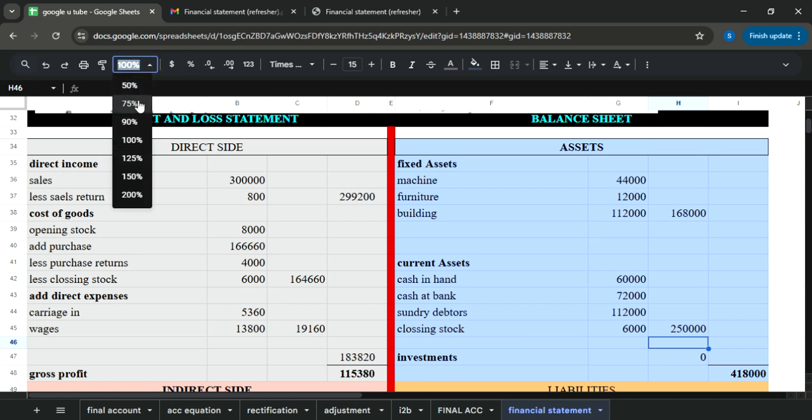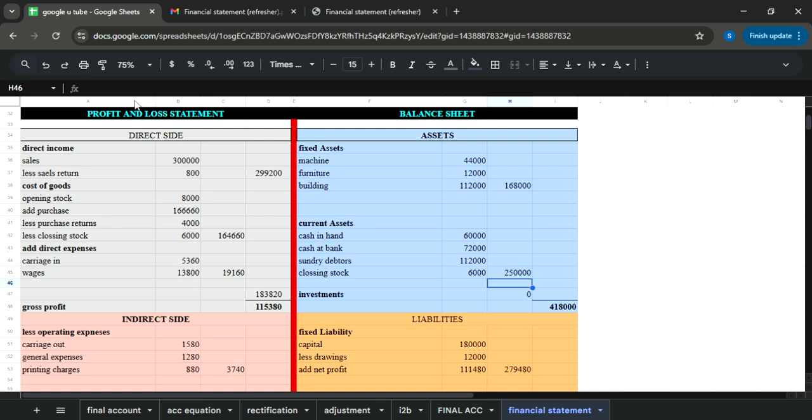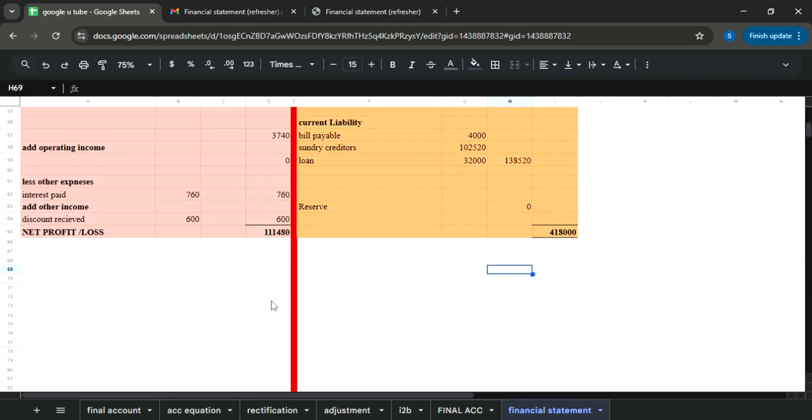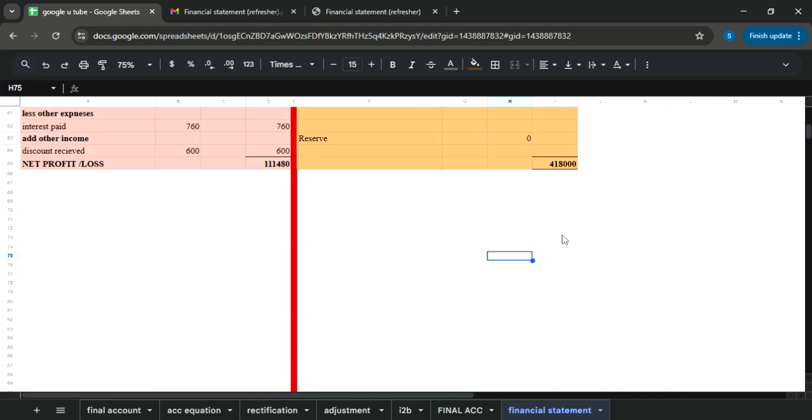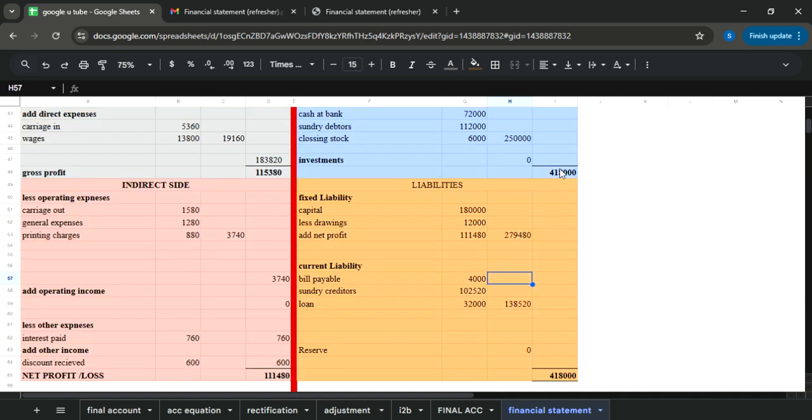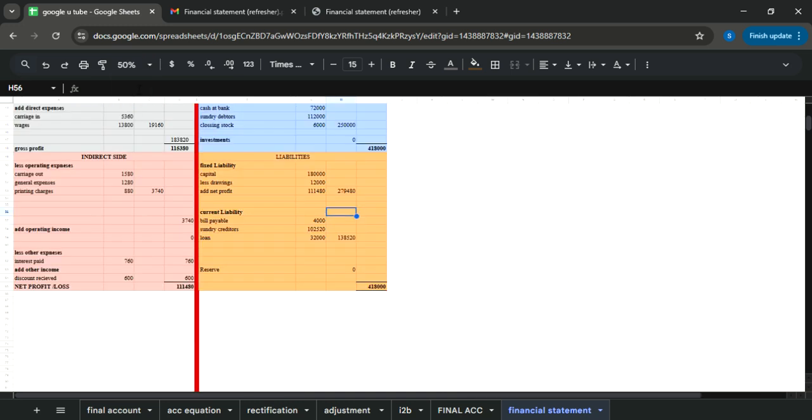I will let you know what we have done. So guys, this was your performa. Here you can see this was your first part where you have calculated gross profit. Then in lower part you have calculated your net profit. On right side, look at here, total of asset side 418,000, total of liability side 418,000. In this way we have completed our question, and I would be showing you in little more zoom manner.